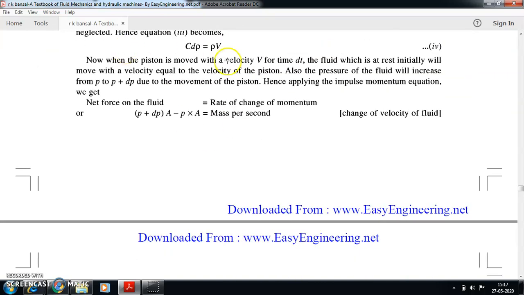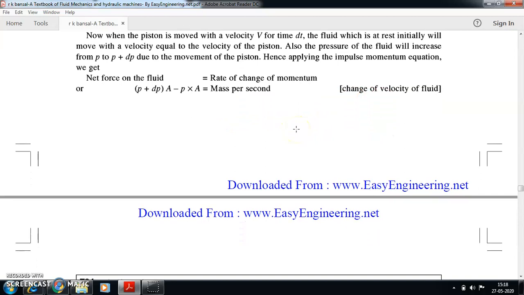Now the piston is moved with a velocity V for a time dt. The fluid which is at rest initially will move with a velocity equal to the velocity of the piston. Also, the pressure of the fluid will increase from P to P plus dP. So here I am going to use the momentum equation. The net force is equal to the rate of change of momentum, and the rate of change of momentum can be written as mass flow rate into change of velocity.